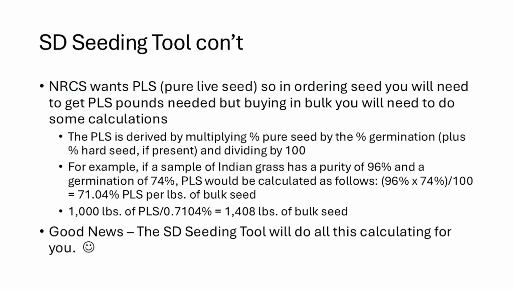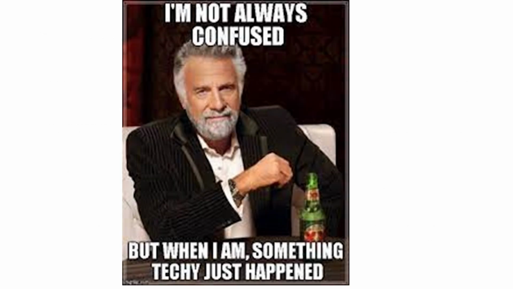And then, like I said, everything is figured on pure live seed basis. So when we're figuring pure live seed basis, we're taking our bulk and we're going to times it out by our purity and our germ to get our pure live seed. And that'll also give us our bulk rate. But the good news is that our seeding tool will do it. And like Owen said, Excel is a great tool if you know how to use it. Our seeding tool is just a big Excel spreadsheet. That's all it is. Click. So if that didn't confuse you, I don't know what will.